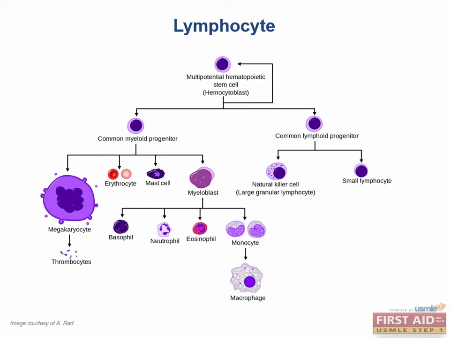So it is a special function of these cells to recognize infected cells that specifically do not display the MHC markers or have attached antibodies. These NK cells then cause apoptosis of those virally infected or tumor cells.